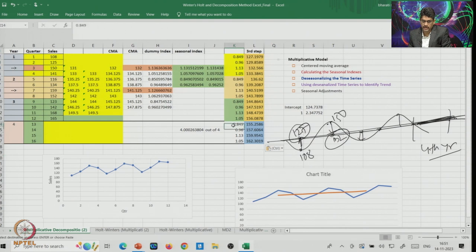You already have the indexes, right? So use these indices and get your forecast. Suppose here you can write in another cell also to get the forecast. So the forecast value will be the final forecast.